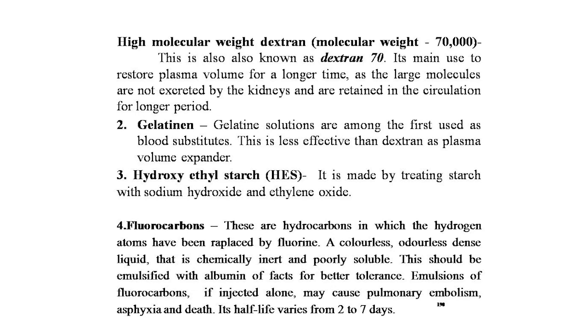Second synthetically prepared solution is the gelatin. Gelatin solutions are among the first used as a blood substitute. This is less effective than dextran as a plasma volume expander. Third synthetic solution is the hydroxyethyl starch, that is the HES, made by treating the starch with sodium hydroxide, ethylene oxide. Fourth synthetic solution is the fluorocarbons.